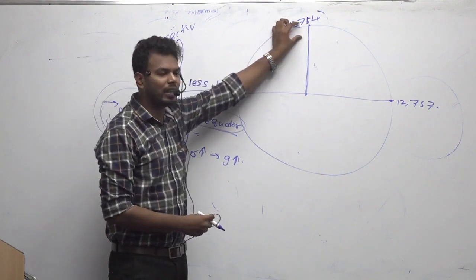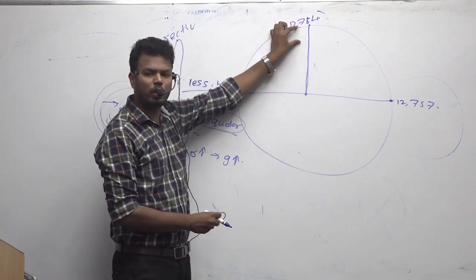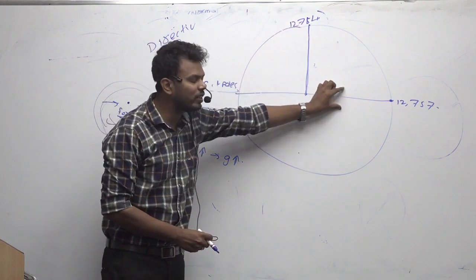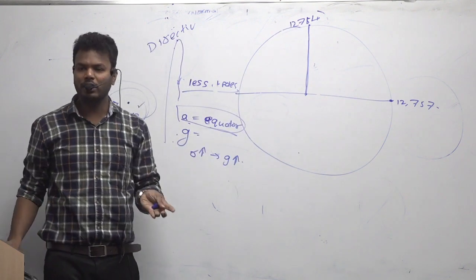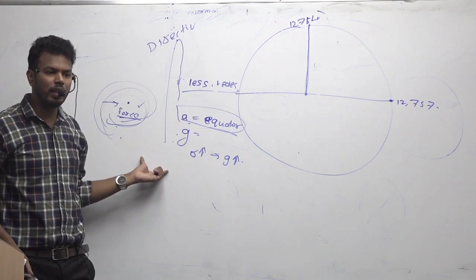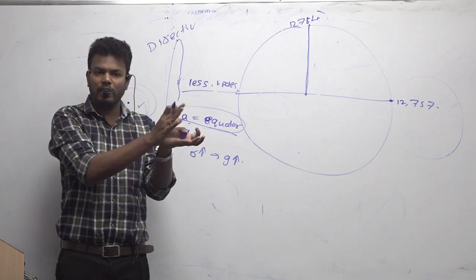So at the poles, the impact of the earth's acceleration due to gravity is less. And on the surface at the equator, the earth's acceleration due to gravity is more. If you ask me what is the reason, it is because of the radius. Similarly, on the moon also, that one will vary.